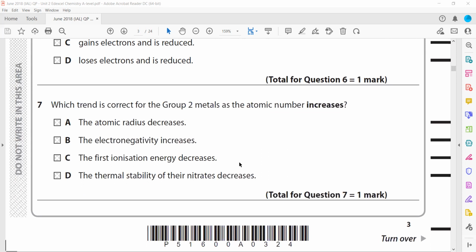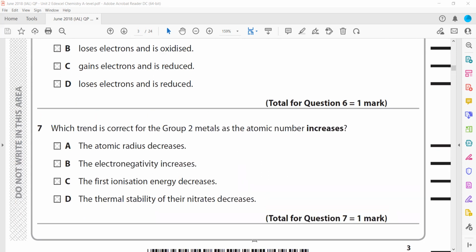In question 7, which trend is correct when we go down group 2 as atomic number increases? Atomic radius decreases, no, that increases. Electronegativity increases, electronegativity decreases. First ionization energy decreases, that is true, because as we go down the group, the size of an atom is increasing. If the size of an atom increases, the first ionization energy decreases. It becomes easy to remove an electron from the larger atom as compared to the smaller atom. So C is the right answer.